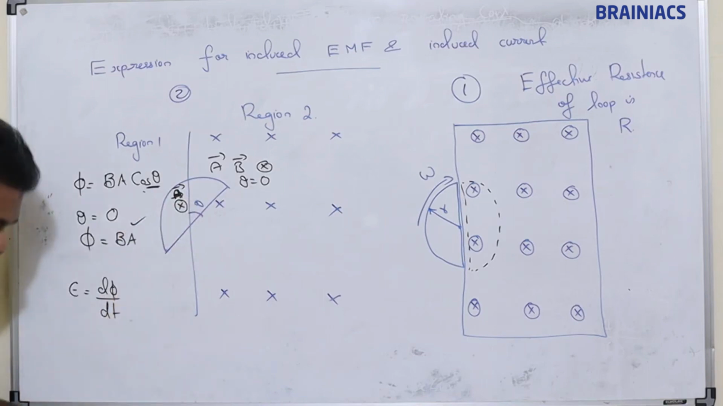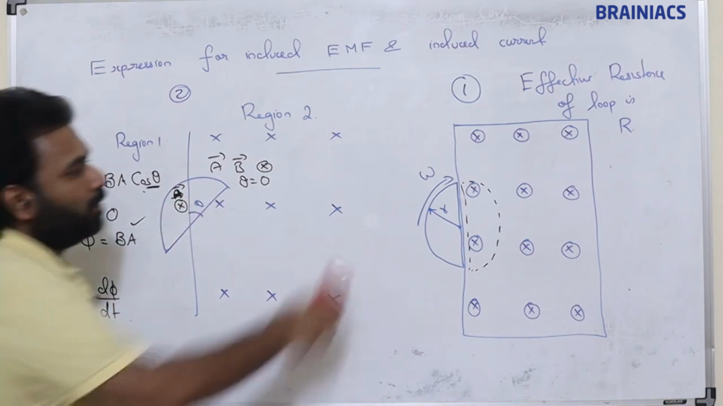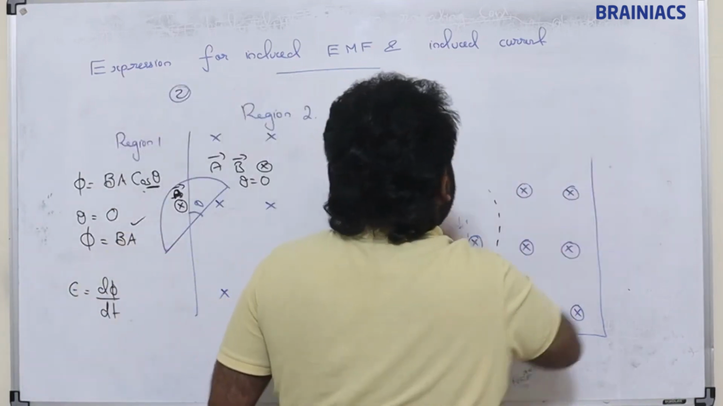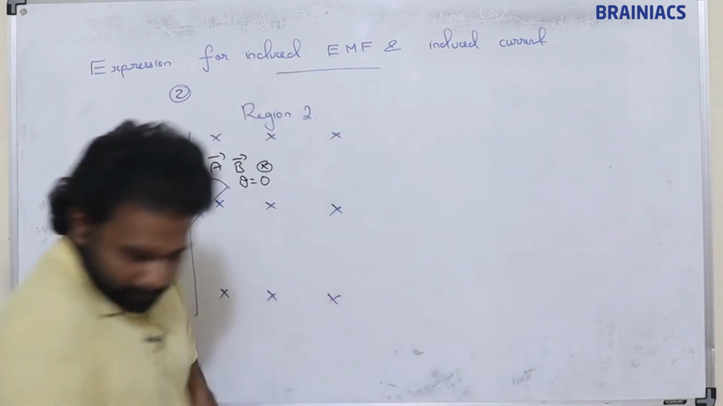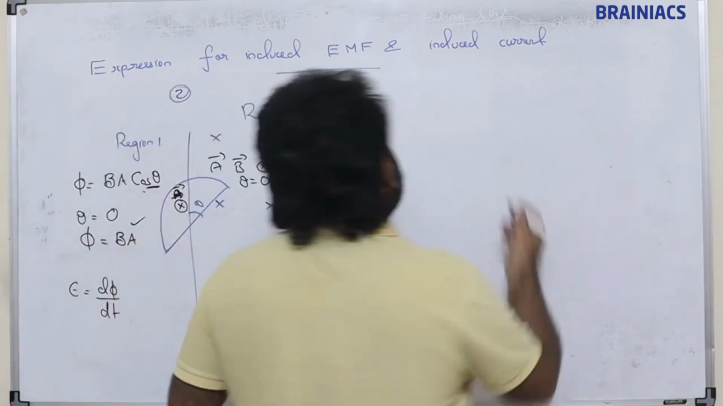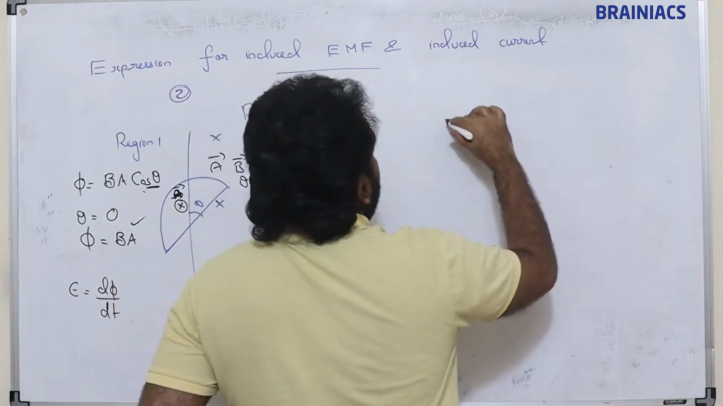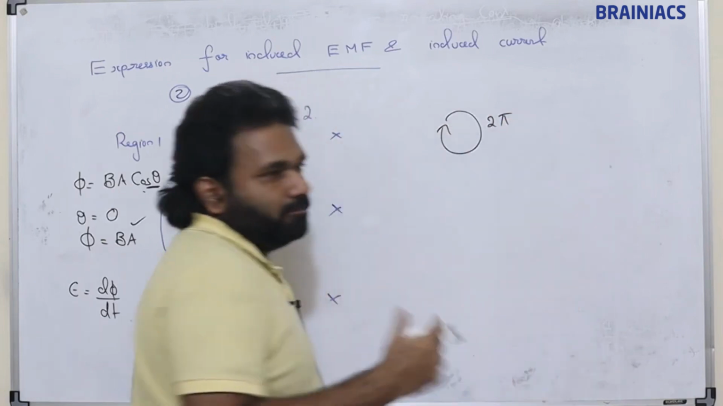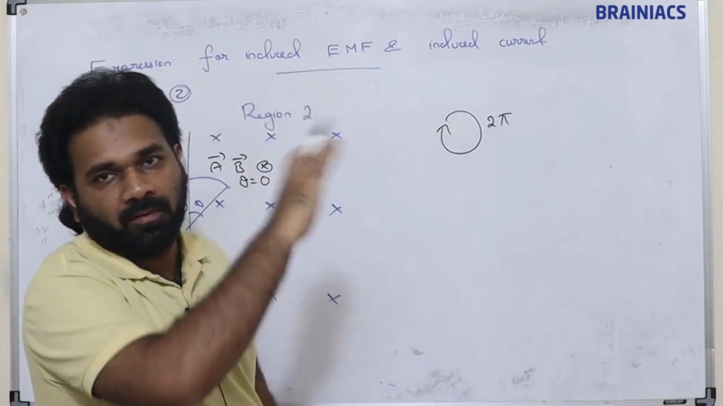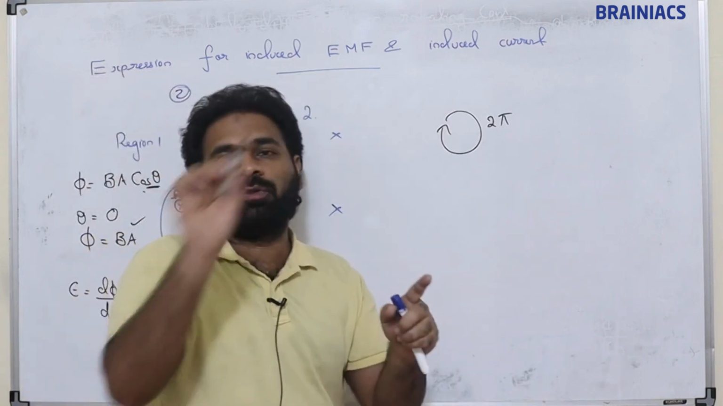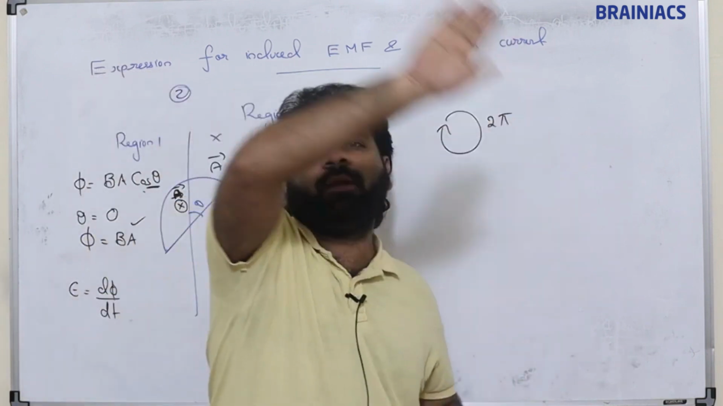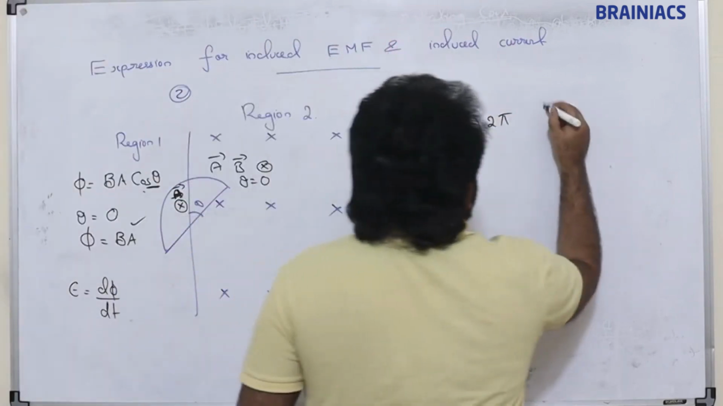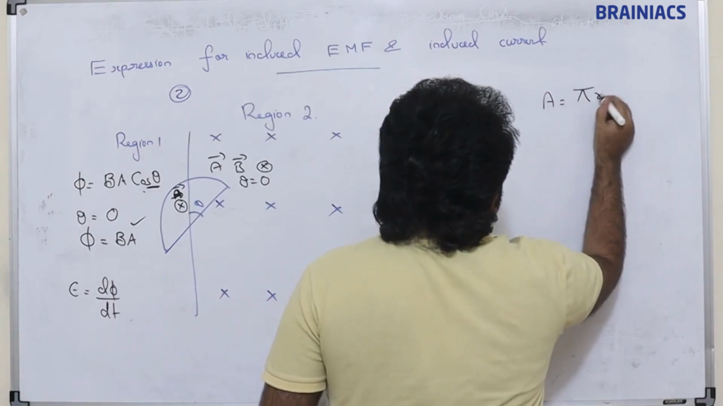Suppose we have noted this down, shall I erase this? Then the effective resistance of the loop is also given as R. Suppose there is a rotation of 2 pi radians, then what is the area of that complete circle? If we are sweeping like this, then that full area is pi r square.